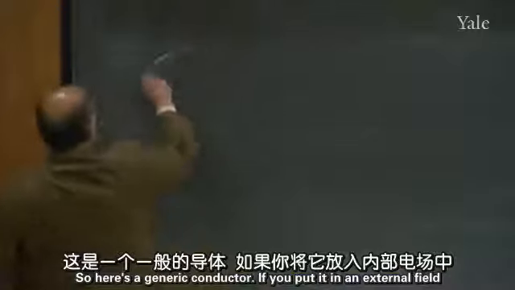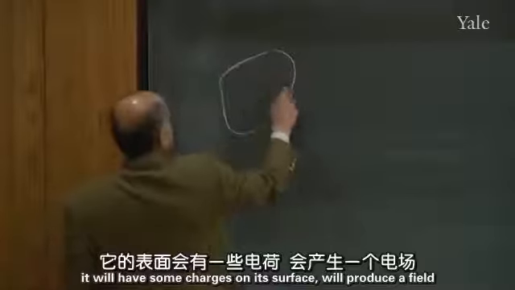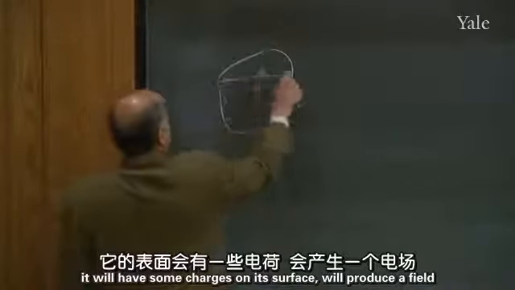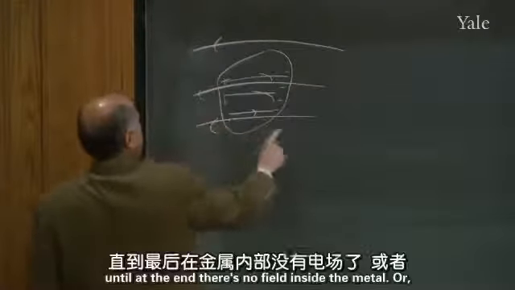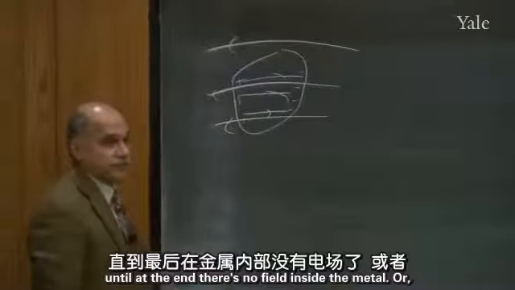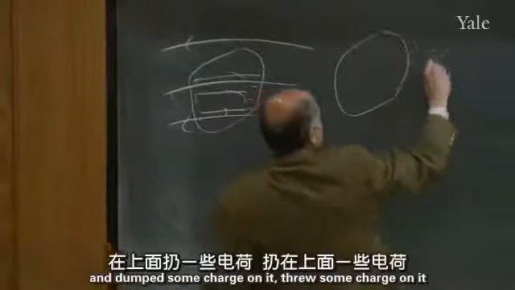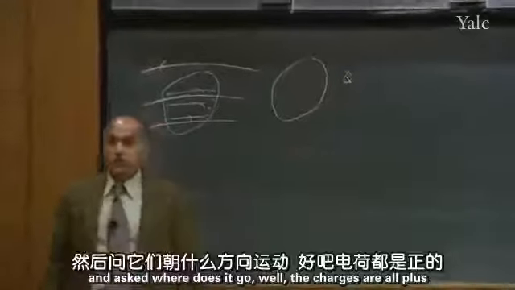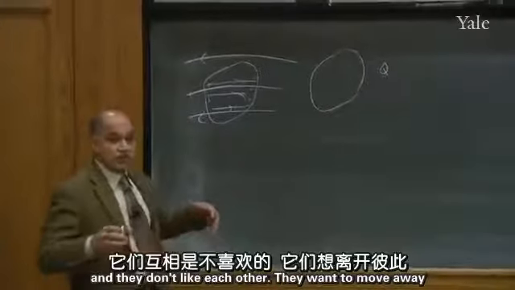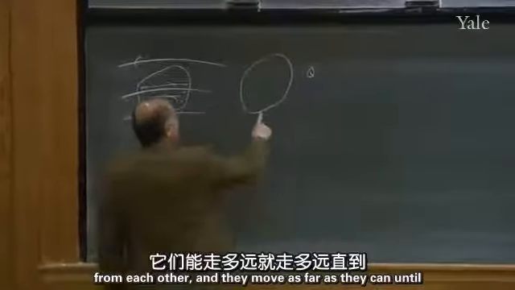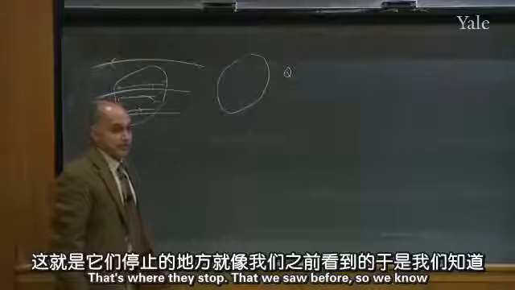So here's a generic conductor. If you put it in an external field, it will have some charges on its surface, which will produce a field this way that will oppose the external field in which you put it, till at the end there is no field inside the metal. Or if you did not put it in a field, and just took this material and threw some charge on it, where does it go? Well, the charges are all plus, and they don't like each other. They want to move away from each other, and they move as far as they can till they come to the boundary, and they cannot go any further. That's where they stop. That we saw before.